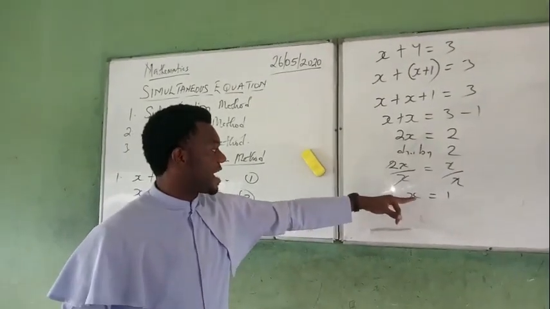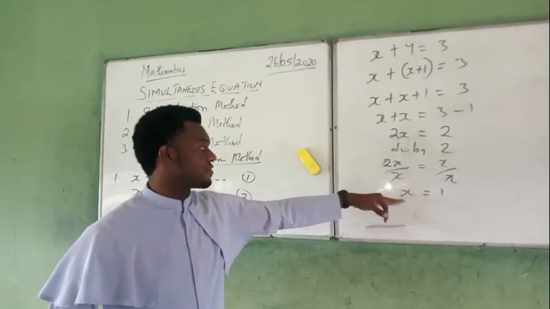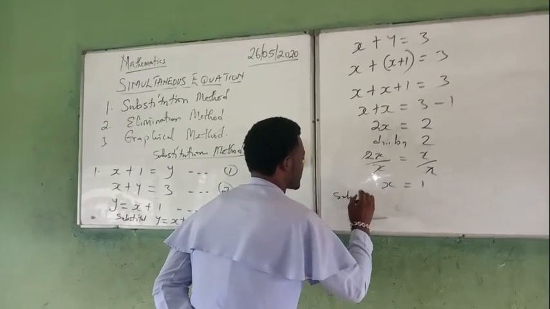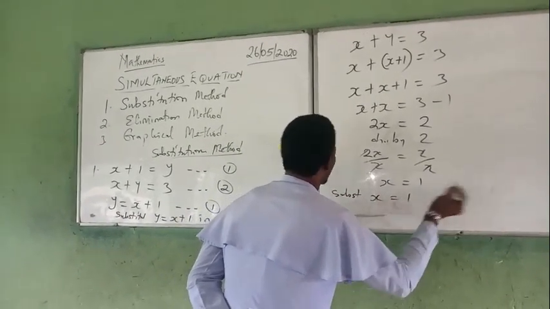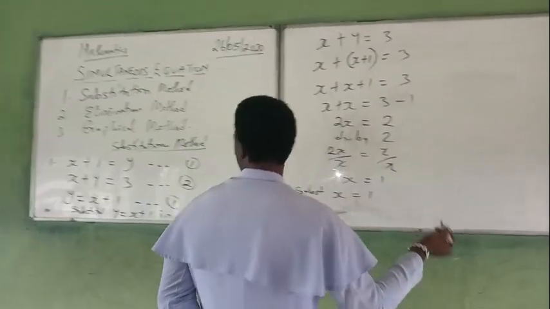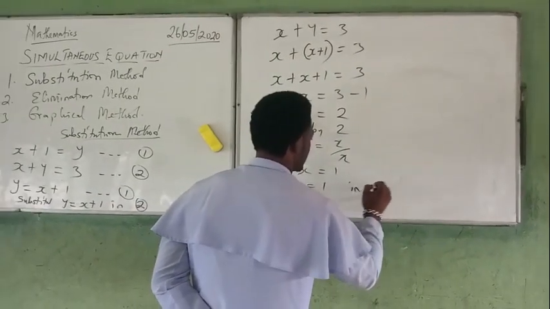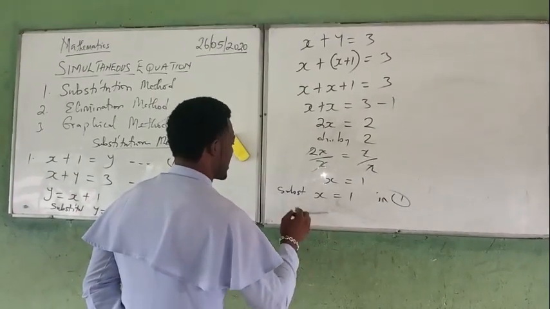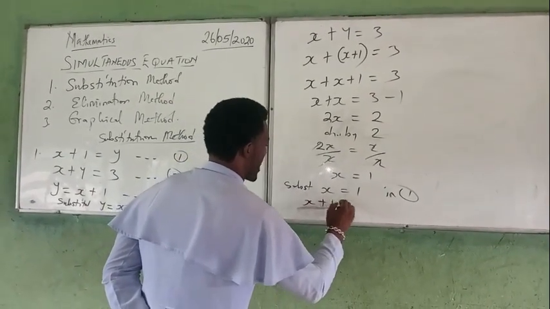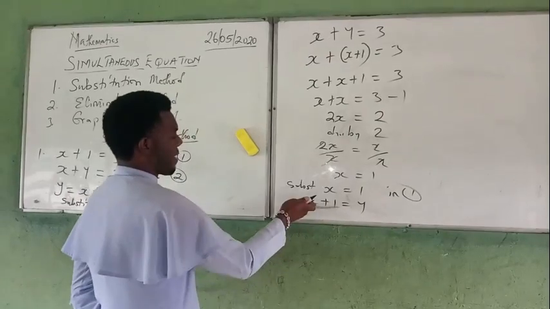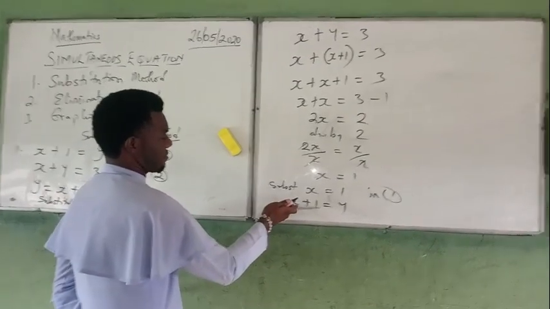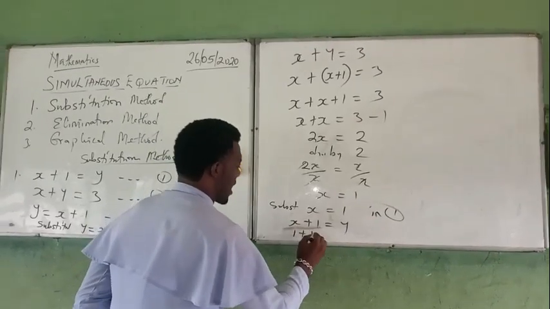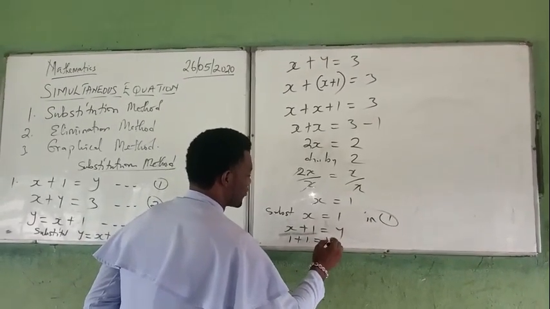Having gotten x equals 1, we substitute x equals 1 in any of the equations. You can use equation 1, where we already have x plus 1 is equal to y. So our x is 1. So you say 1 plus 1 is equal to y.